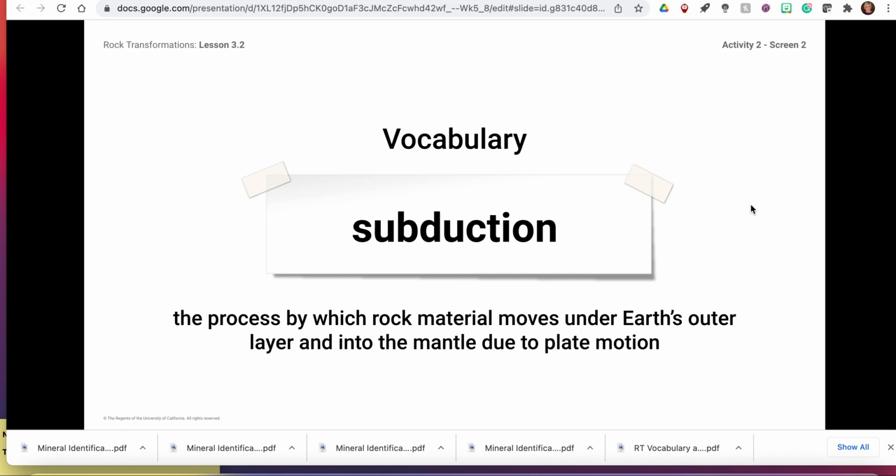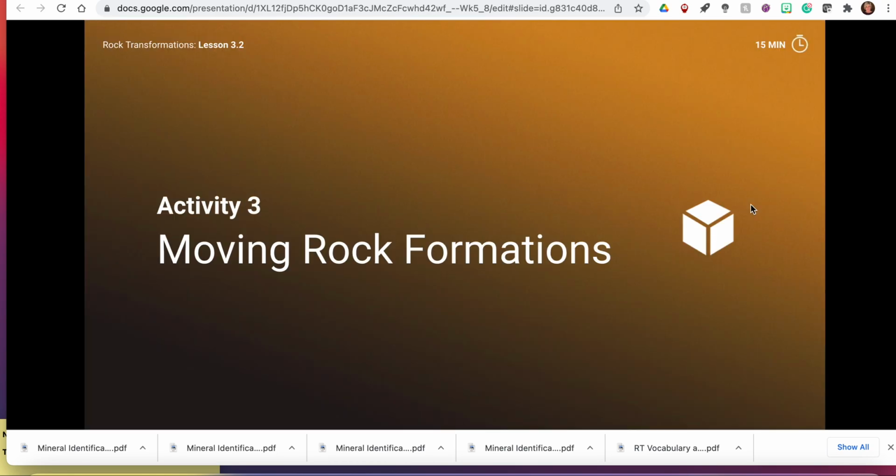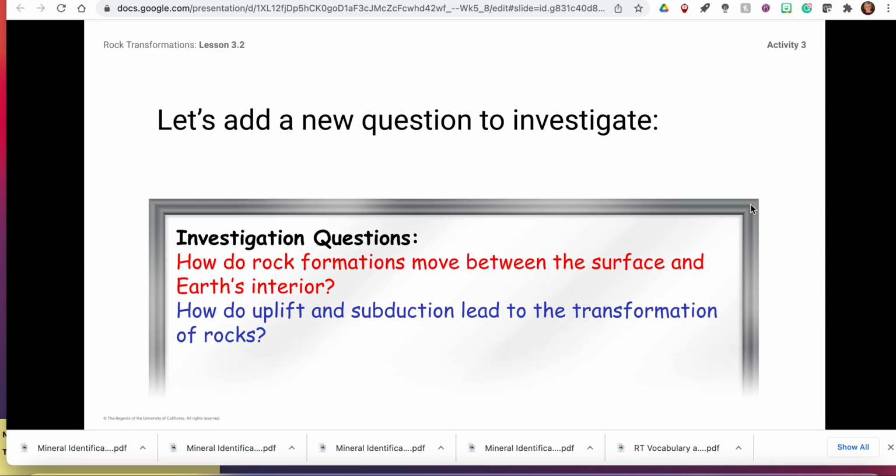And then the second vocabulary word is subduction. Subduction, again, is the process by which rock material moves under Earth's outer layer and into the mantle due to plate motion. So at convergent plate boundaries, we've got subduction and uplift happening all at that convergent plate boundary. Okay? All right, go ahead and go into activity number 3, moving rock formations.